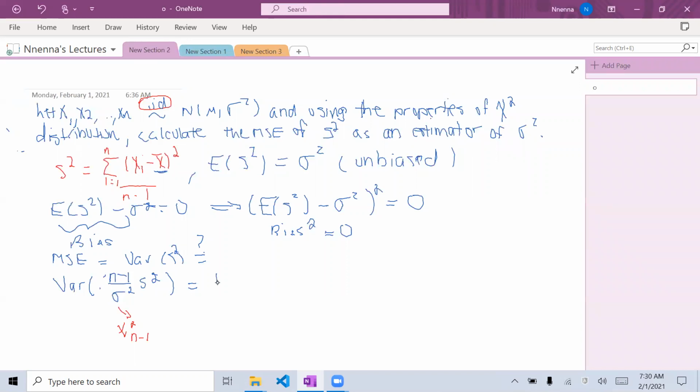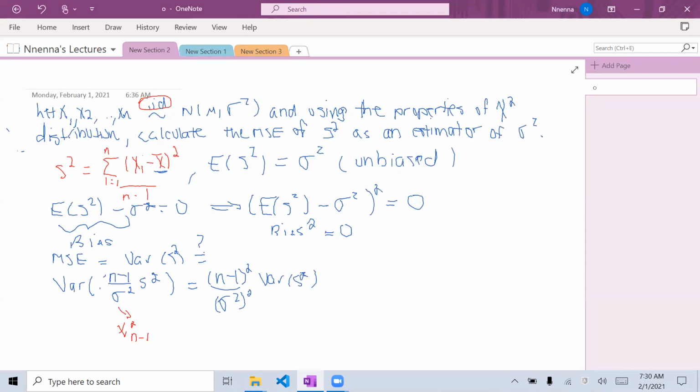It's going to be equal to (n minus 1) squared divided by sigma to the 4, times the variance of s squared. So we have this relation here.